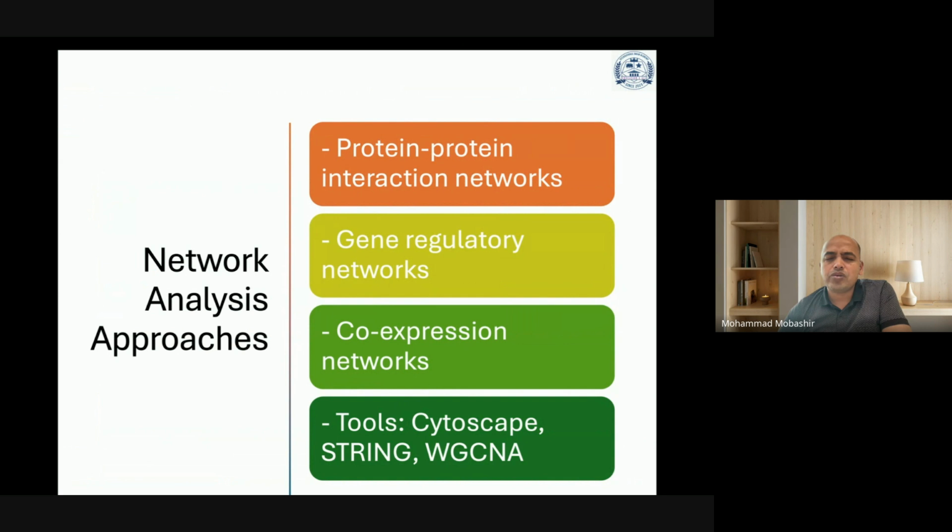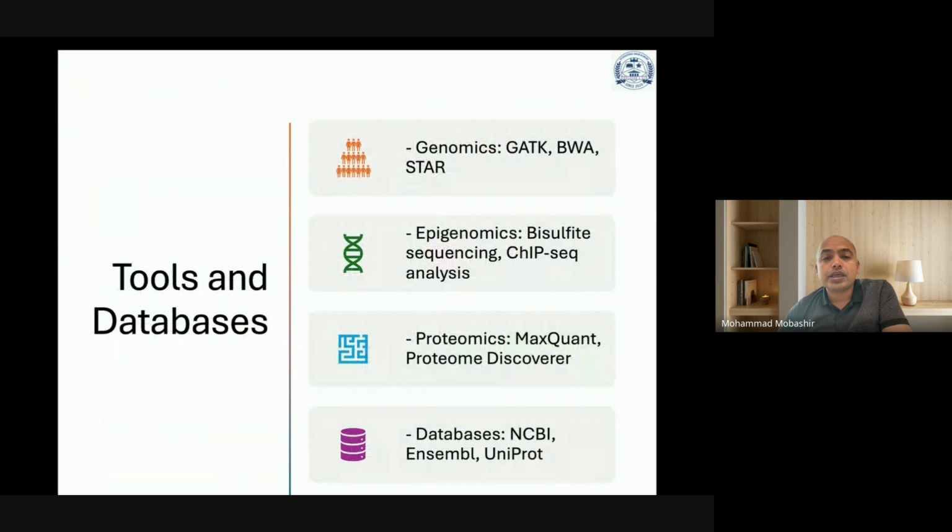The common tools are Cytoscape, STRING, WGCNA, and there are some more databases, for example, FunCoup. Then it is like other protein network databases. Then here we are again going to summarize some of the software, like for genomics study, mostly GATK, BWA, STAR, and more software are used.